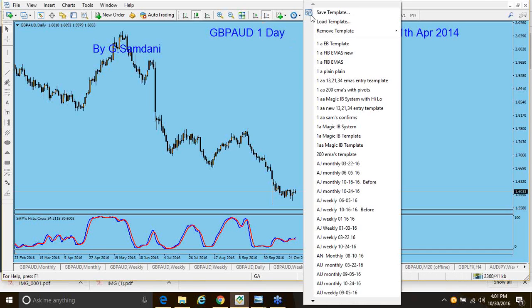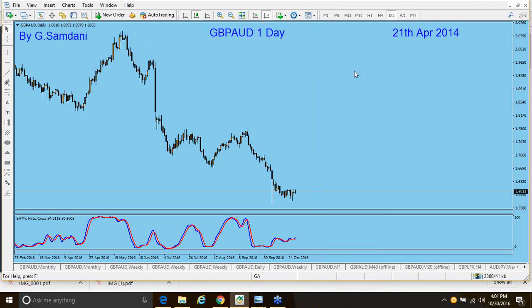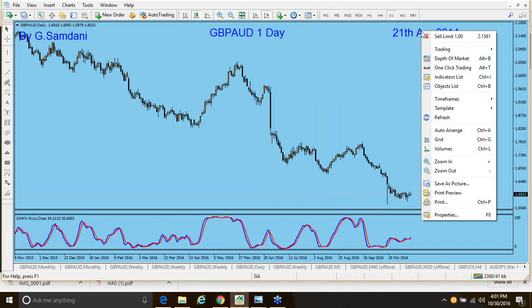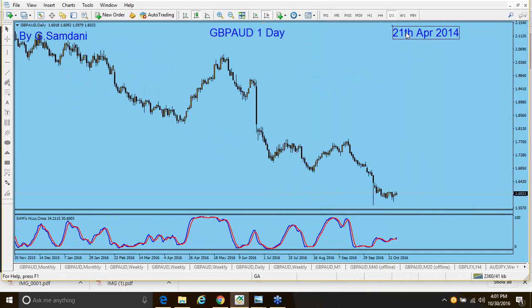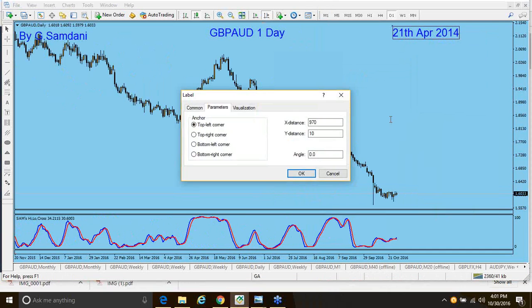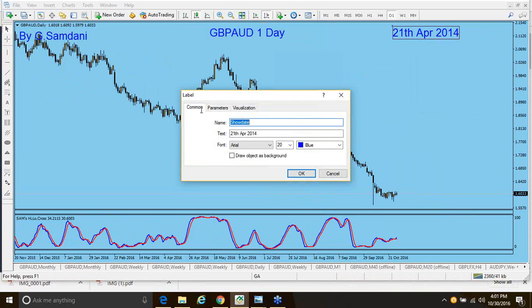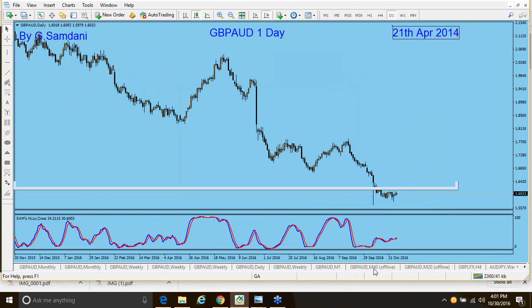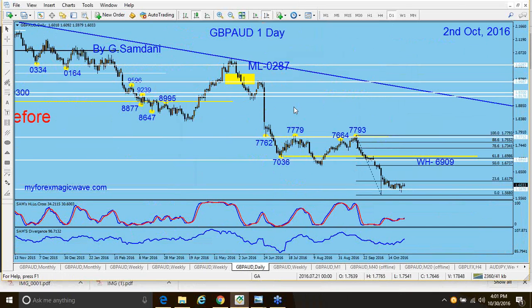Why this? Oh, this is part of the template. Okay. That's what I was saying. This date, we should change it. It's not 14, it's 16. Oh, forget about it. Okay, so how are you all doing?